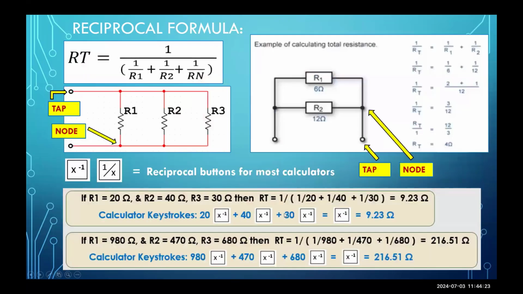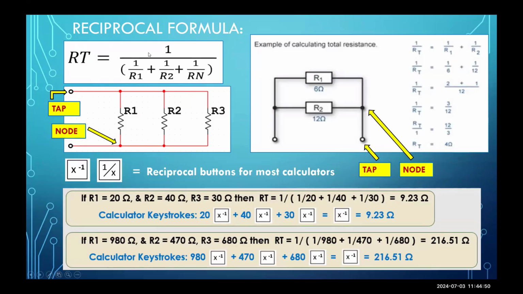All right, how do we calculate this? You look at this formula and it looks really intimidating. Not a problem. I'll show you in a moment with your calculator keystrokes how easy this is. But let's look at the illustrations. I've got taps and I've got nodes identified in both of the illustrations.